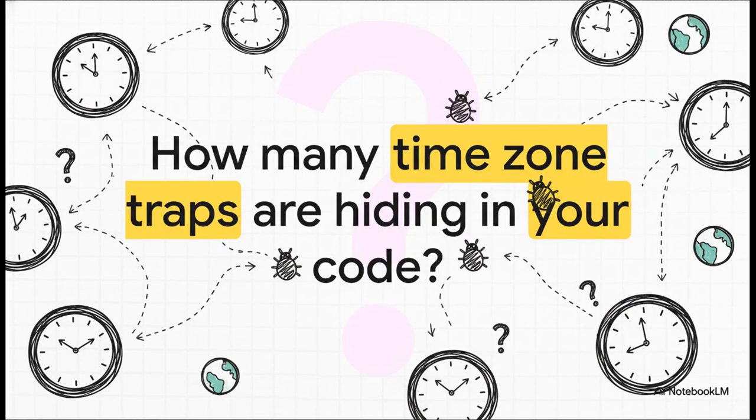And that really leaves us with one final big question to chew on. Now that you've seen how easily this kind of bug can sneak in, it makes you wonder, doesn't it? How many other little time zone traps just like this one might be hiding in your own code, just waiting for the right time of day to cause a problem? It's for sure something worth thinking about.